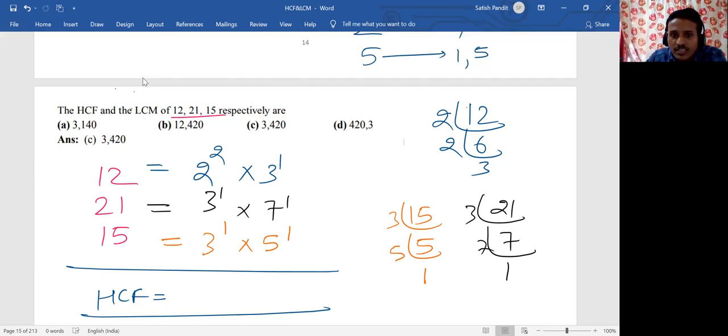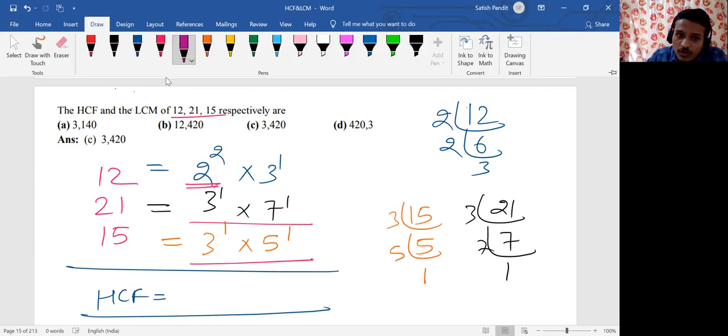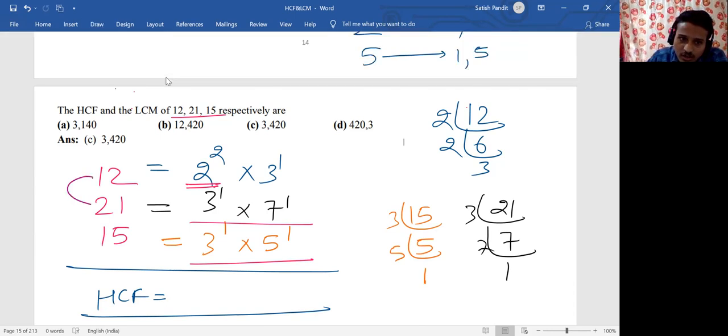So what is common? Is 2 here? 2 is here. Is 2 in this? No. Is 2 in this? No. But actually, 2 should be common to all the 3. Then only we can take 2 common. So 2 should be here also, and here also. But 2 is only in the first number, so we cannot take it common. So it is not common.